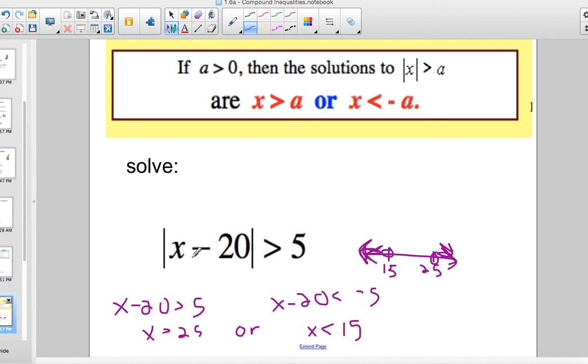Pick a number bigger than 25. Let's try 1,000. 1,000 minus 20 is 980. 980 is definitely bigger than 5, right? Sometimes I pick really big numbers just to make sure it's obvious.